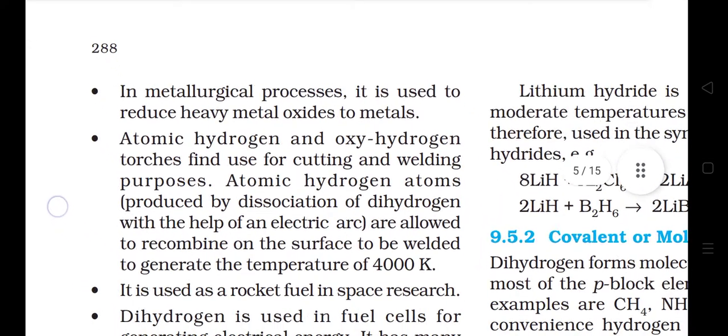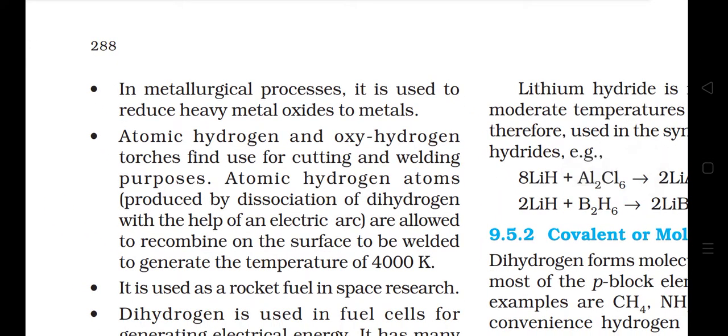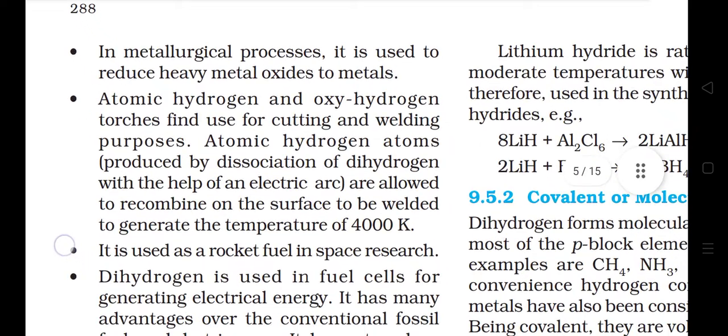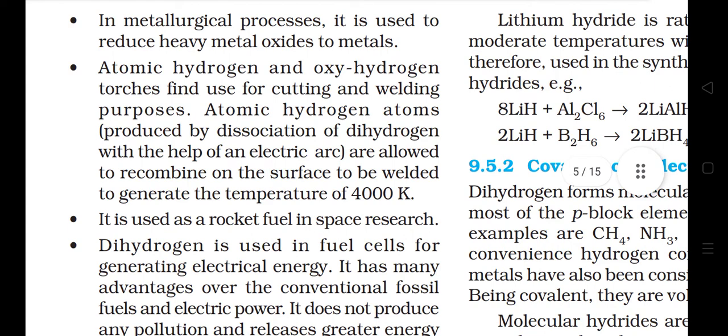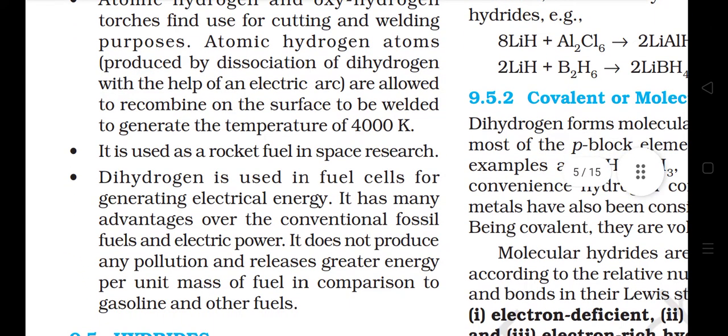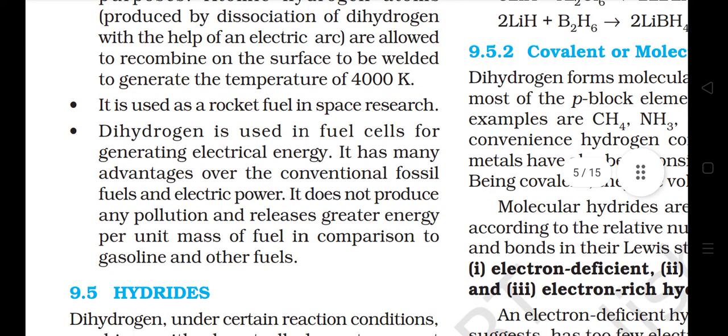In metallurgical processes, it is used to reduce heavy metal oxides to metals. Atomic hydrogen and oxyhydrogen torches find use for cutting and welding purposes. Atomic hydrogen atoms produced by dissociation of dihydrogen with the help of an electric arc are allowed to recombine on the surface to be welded to generate the temperature of 4000 Kelvin. It is used as a rocket fuel in space research. Dihydrogen is used in fuel cells for generating electrical energy.